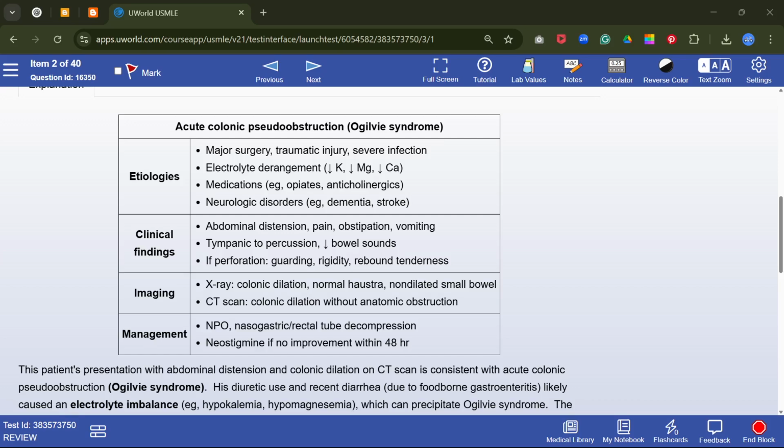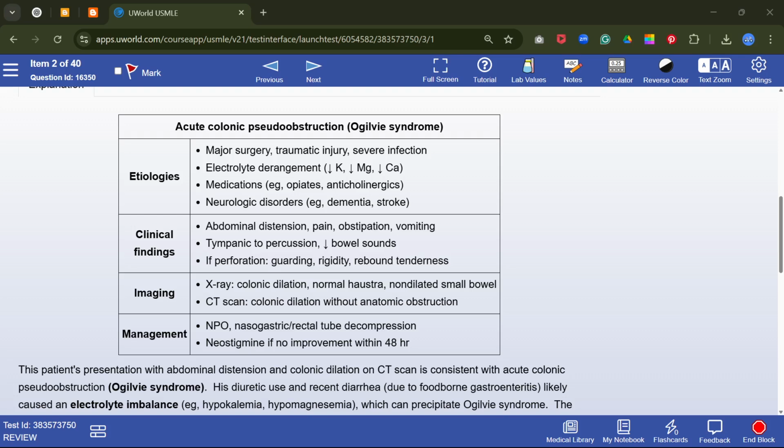Let's discuss a different topic called Ogilvie syndrome, or acute colonic pseudo-obstruction. What are its risk factors? It can happen after major surgery, traumatic injury, severe infection, and electrolyte derangements like hypokalemia, hypomagnesemia, and hypocalcemia. Medications like opioids and anticholinergics, and neurologic disorders like dementia and stroke, can also cause colonic pseudo-obstruction.